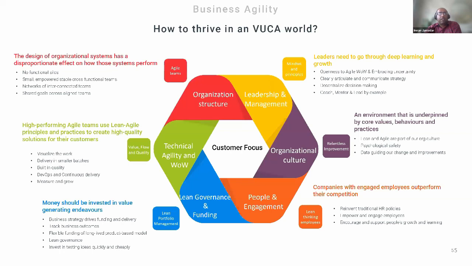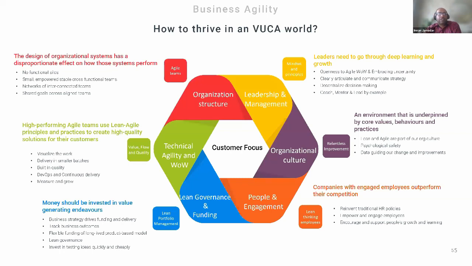Yeah. Next one is technical agility and way of working. As far as this section is concerned, whenever we speak about agility, it's mainly this thing that people talk about. It really doesn't matter which framework, which approach you use. If you focus only on this element, you will fail. It's not only about technical agility and way of working. You need to think about all these 6 factors with a single-minded focus on the customer.